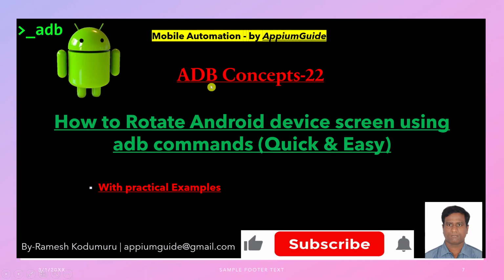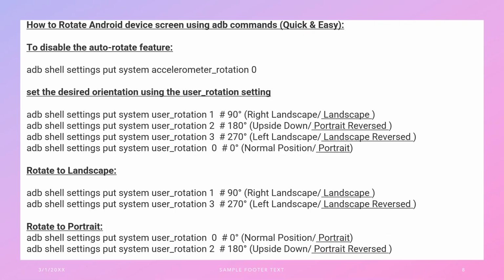As a part of our ADB Concepts series, in this video we'll see how to rotate Android device screen using ADB commands in a quick and easy way. We have a command called adb shell settings put system user_rotation, and we have to provide these values. By using this command we can rotate the Android device screen.